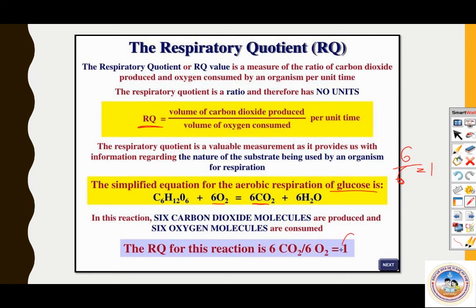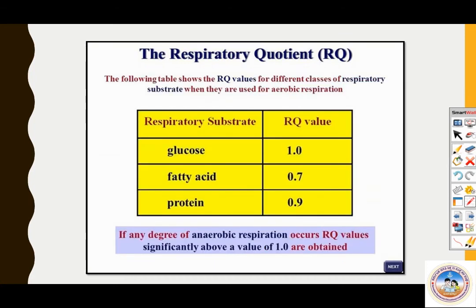6 carbon dioxide molecules are produced by 6 oxygen molecules. Therefore the RQ value will usually be how much? It will usually be 1. Now just know this: fatty acids are usually 0.7, protein is 0.9. So this is your RQ value for glucose, fatty acids and proteins: 1, 0.7 and 0.9.